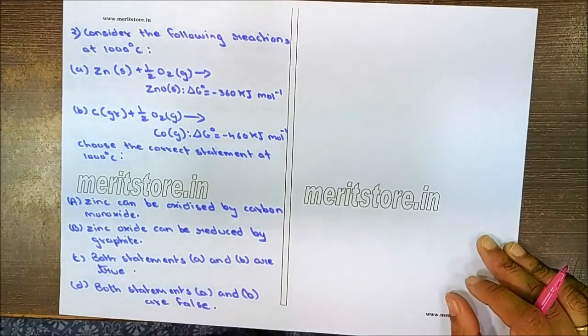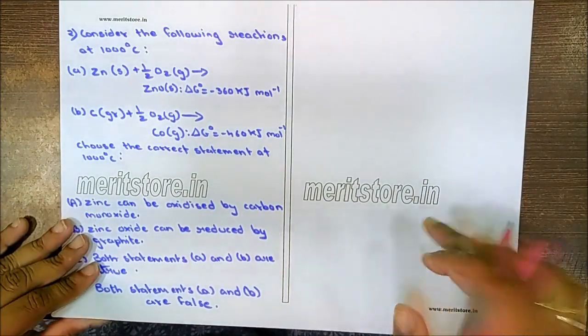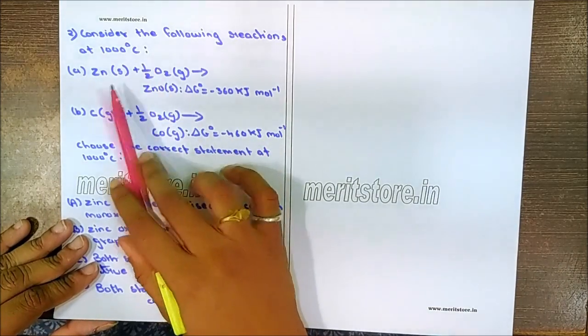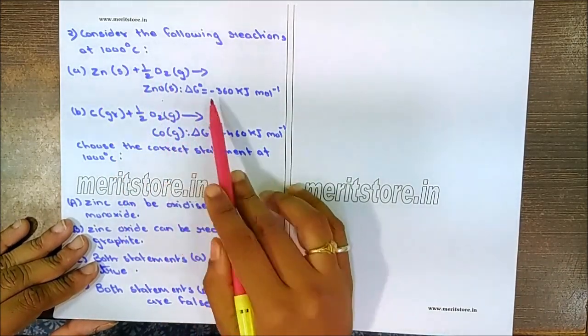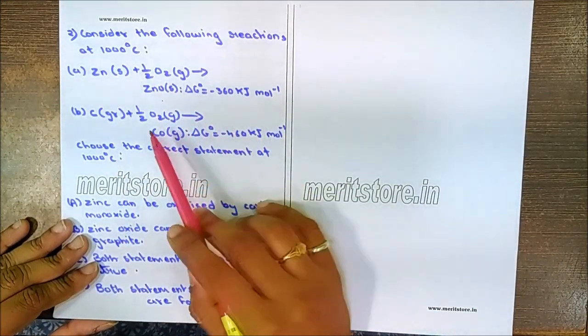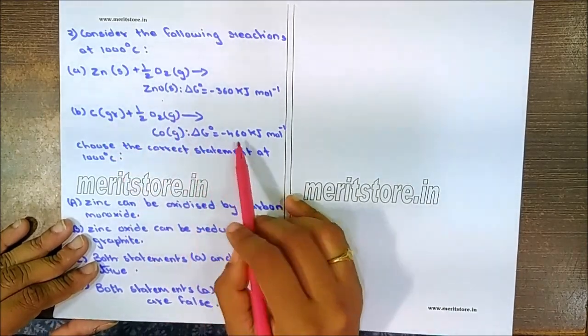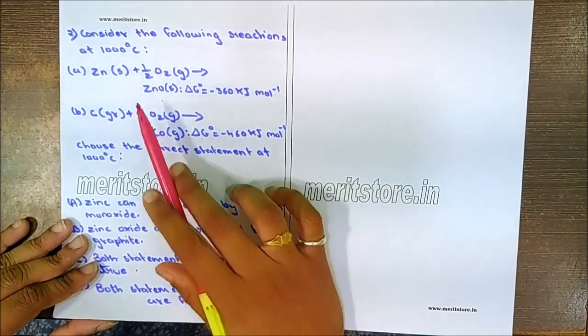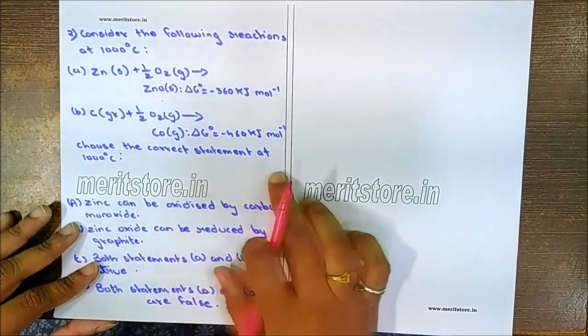Next question, this is based on the isolation of the elements. Consider the following reactions at 1000 degrees Celsius. Zinc is getting oxidized to ZnO, delta G is minus 360, and carbon is getting oxidized, it's minus 460 at 1000. We have to select a correct statement.